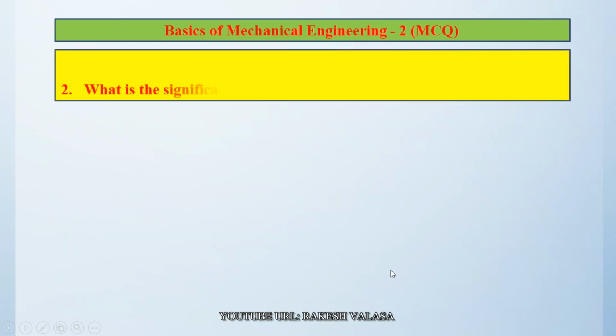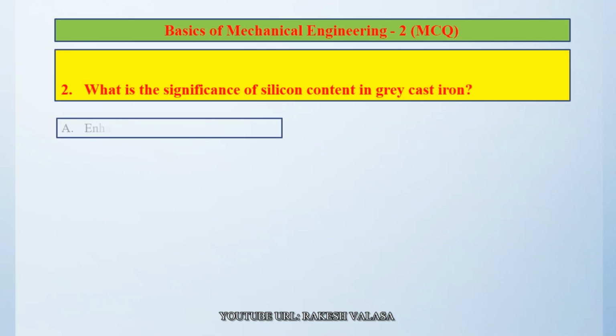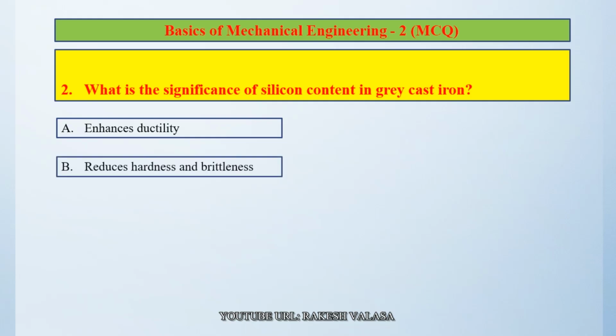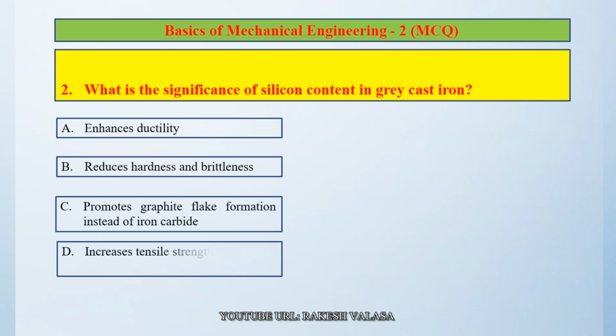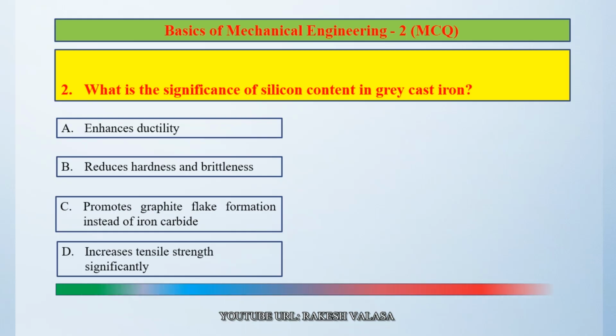Question number 2. What is the significance of the silicon content in grey cast iron? Option A. Enhances ductility. Option B. Reduces hardness and brittleness. Option C. Promotes graphite flake formation instead of iron carbide. Option D. Increases tensile strength significantly. The correct answer is option C. Promotes graphite flake formation instead of iron carbide. Let us see the explanation.